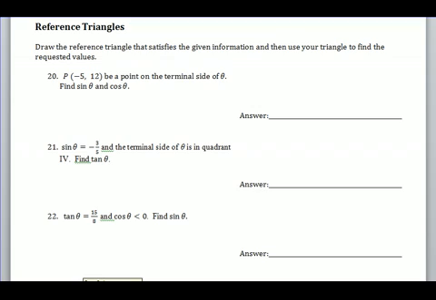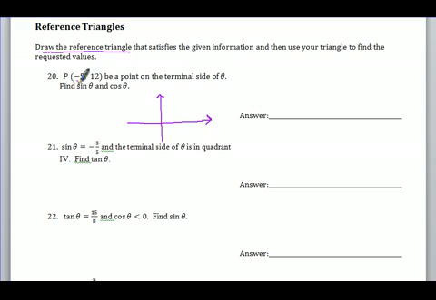We have the point (-5, 12). It's on the terminal side of theta, and we want to find sine theta and cosine theta. Notice in our directions, it says that we do need to draw the reference triangle and then find the requested values. So when I grade your test, I am going to be looking for the drawing of the triangle.